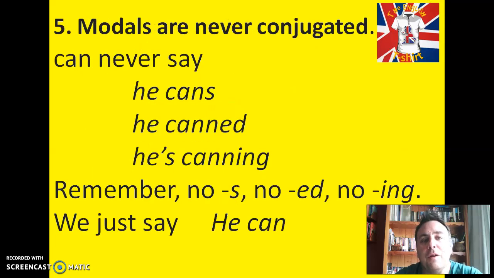5. Modals are never conjugated. We can never say he cans, he can't, or he is canning. Remember, no s, no ed, no ing. We just say we can. He can.